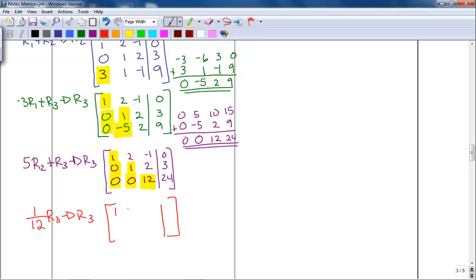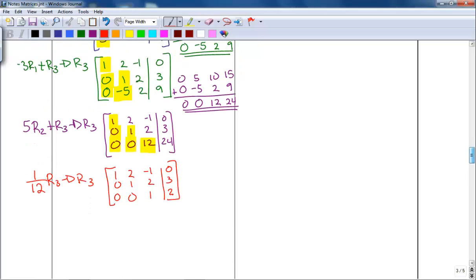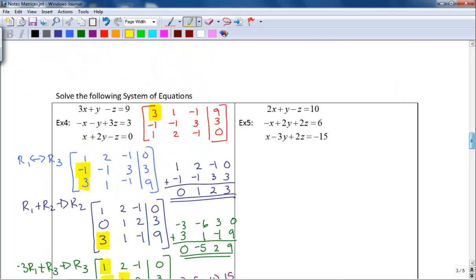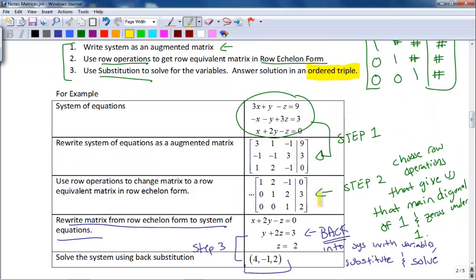So we're looking at row 1 not changing, row 2 not changing, and row 3, well, 1/12 times 0 is 0, 1/12 times 0 is 0, 1/12 times 12 is just 1, and 1/12 times 24 is 2. Again, think of it as dividing by 12 when I multiply by 1/12. So 12 divided by 12 is 1. 24 divided by 12 is 2. Well, now we are in echelon form. We have that main diagonal of 1s and 0s underneath those 1s. So we have gone from step 1 here to step 2.